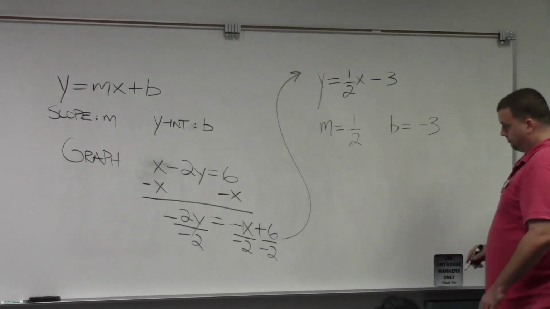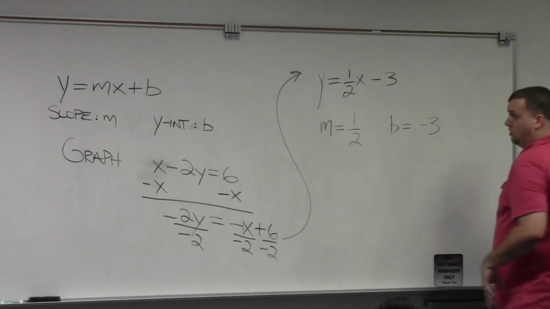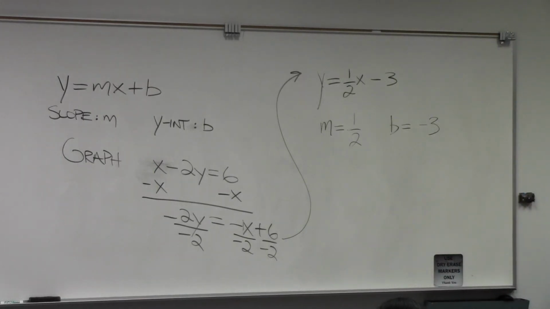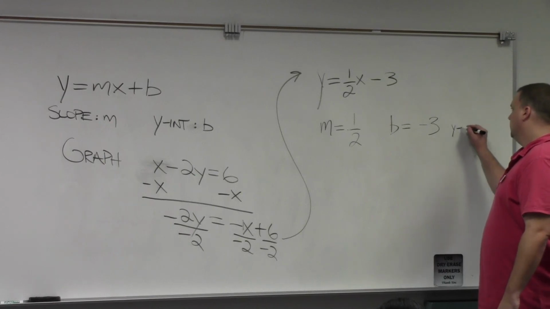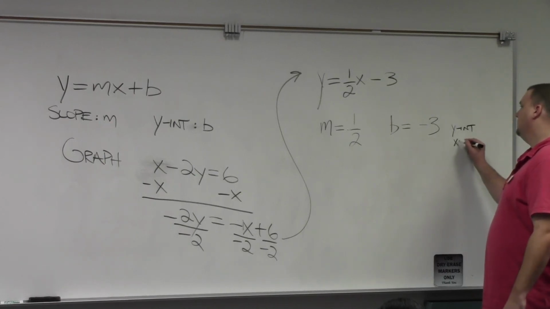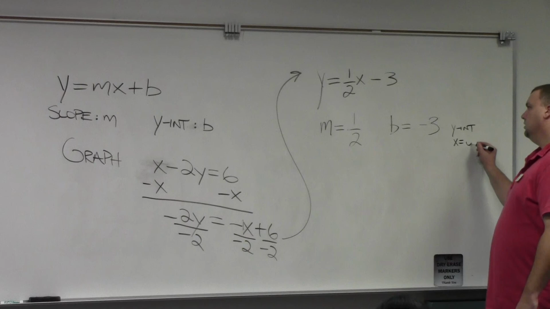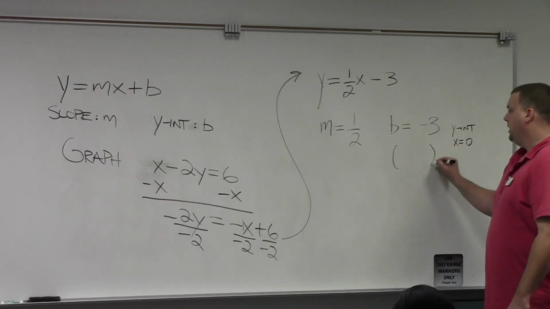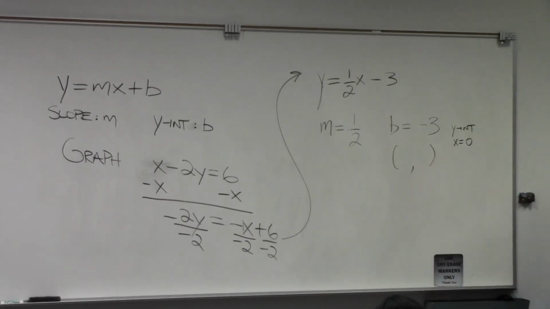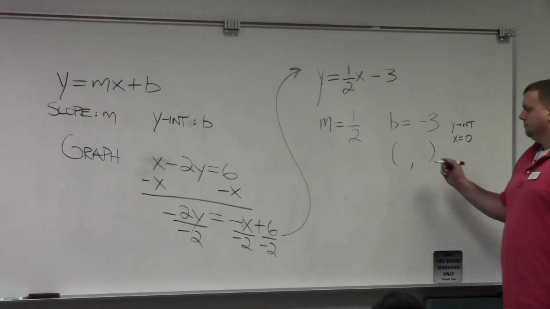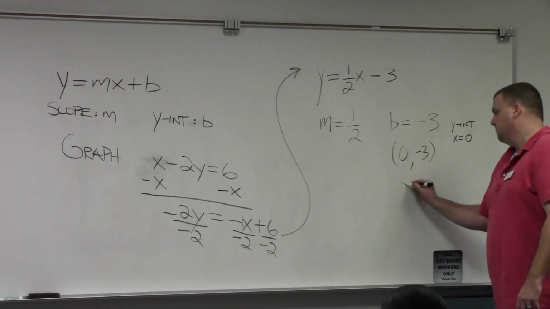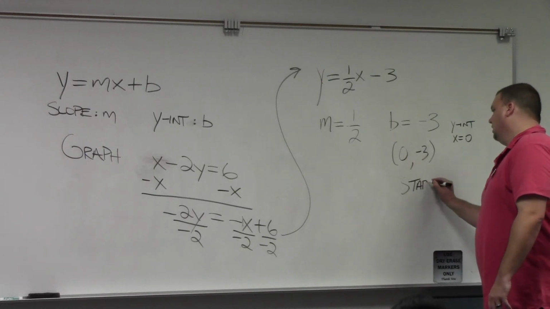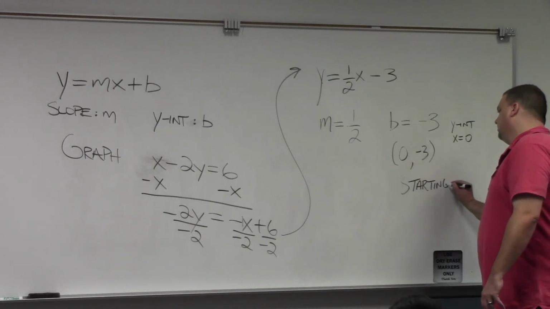This is all the information you need to graph the line, but what does it mean? Well, a y-intercept means x has to be equal to 0. So as an ordered pair, what is that y-intercept of negative 3? 0, negative 3. The b is the y value. This is your starting point. This is what you graph.